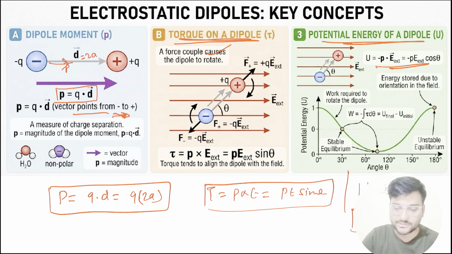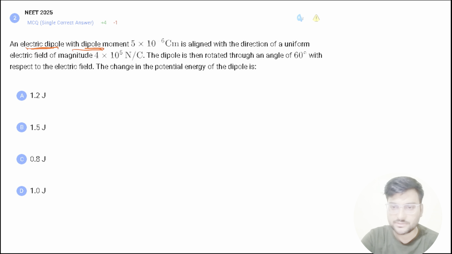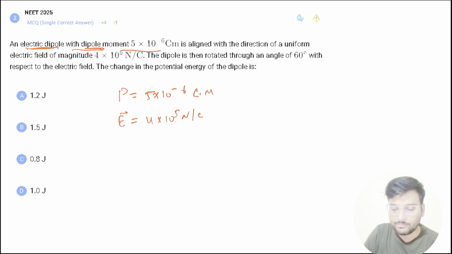So first of all, I am discussing the previous question. The dipole moment is given to you: P is equal to 5 into 10 power minus 6 Coulomb meter. The electric field is also given: 4 into 10 power 5 Newton per Coulomb. The dipole rotates from 0 to 60 degrees, so the initial theta is 0 degree and the final theta is 60 degree, right?